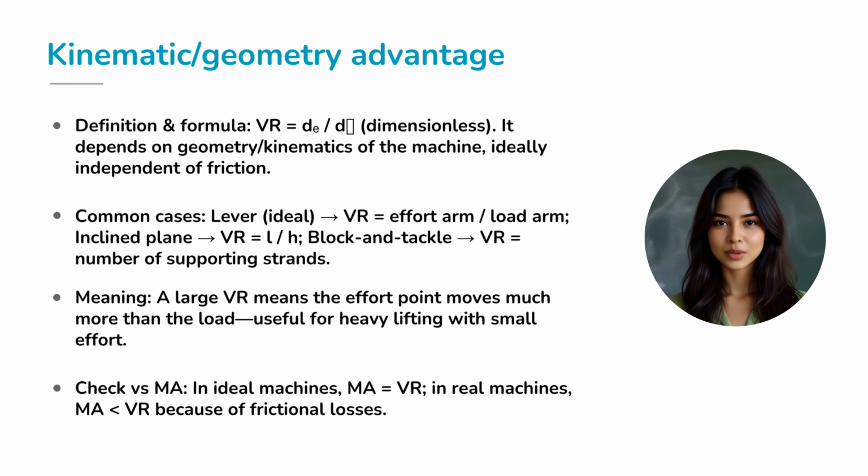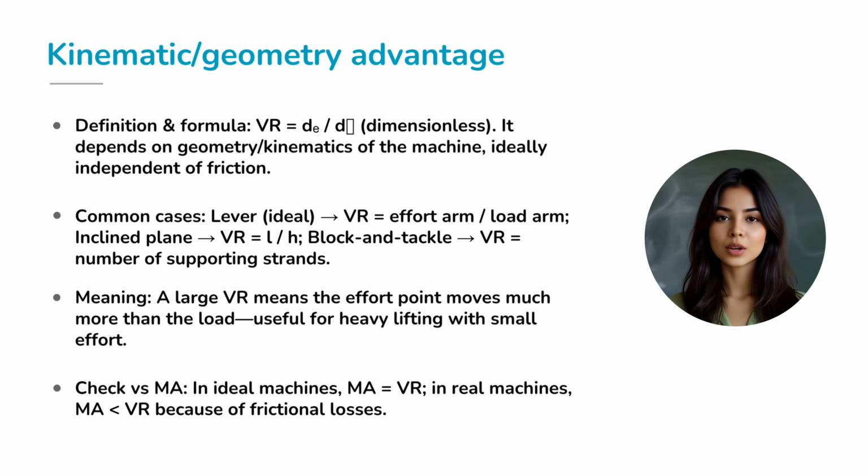In common examples, the ideal velocity ratio for a lever is the length of the effort arm divided by the length of the load arm. For an inclined plane, it is the length of the slope divided by its vertical height. In a block and tackle system, the velocity ratio is simply the number of strands supporting the load. A large velocity ratio means the effort point moves a much greater distance than the load, which is useful for lifting heavy loads with a relatively small applied force.